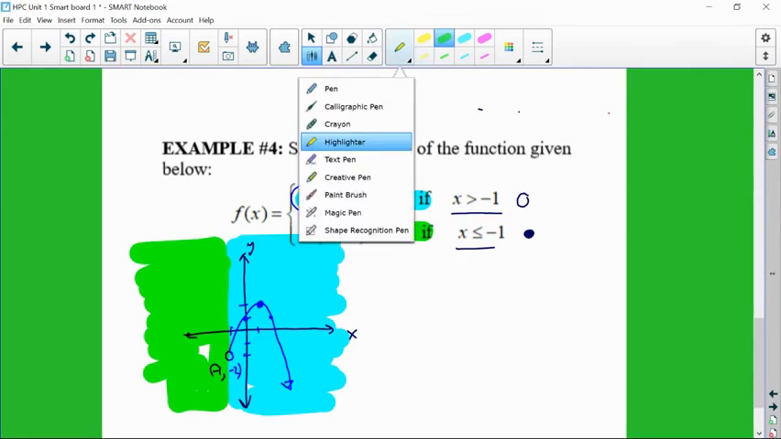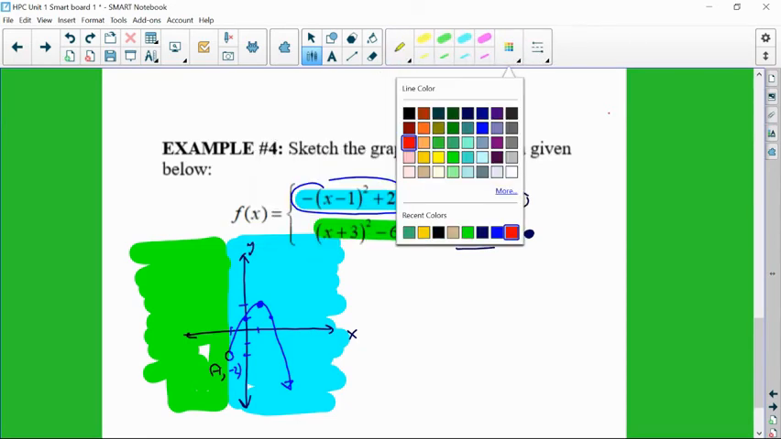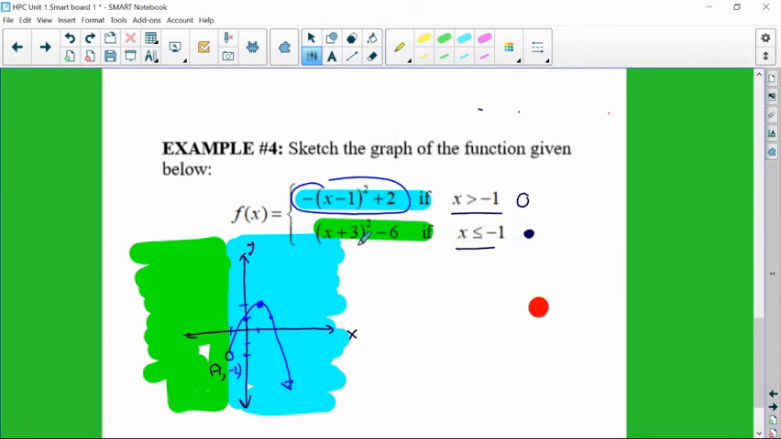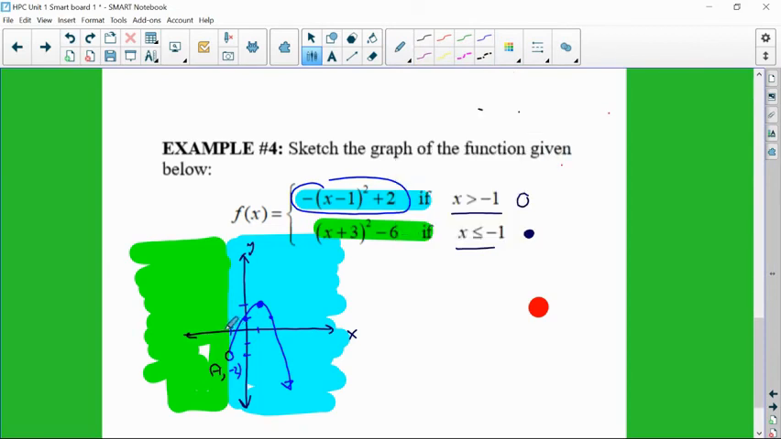So I'll go back to my pen, and I'll go to maybe red, which I like to kind of contrast it. At negative 3, it's at negative 6. Pen, red color. There we go. 1, 2, 3, and then negative 6. So 1, 2, 3, 4, 5, 6. So here's the vertex. It is opening up.